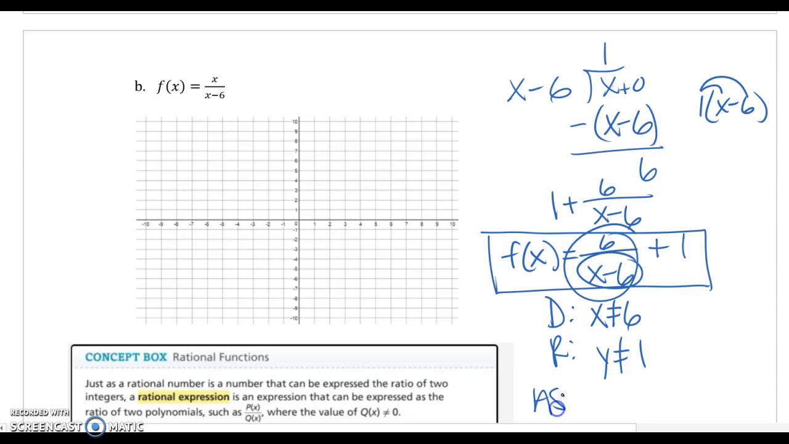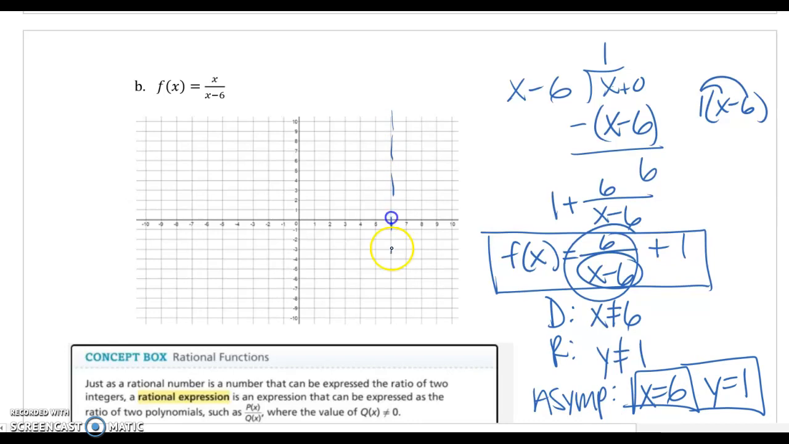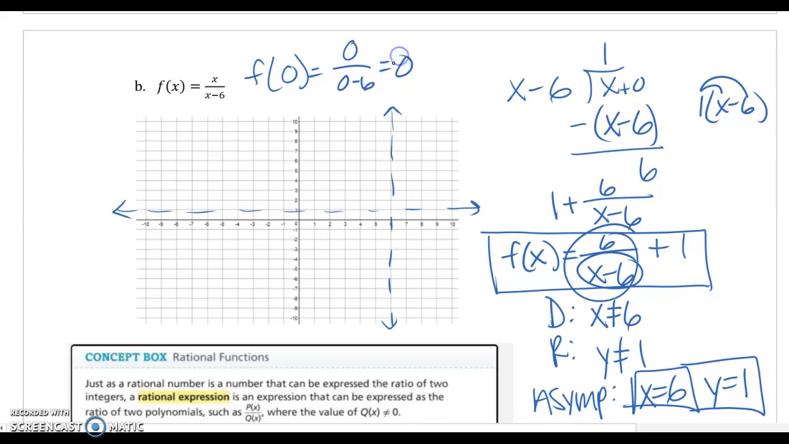So then our asymptotes: x equals 6, because x can't cross that, and y equals 1, y can't cross that. So x equals 6, y equals 1. We'll do our test point. 0 works again. F of 0 is going to be 0 over 0 minus 6, which is 0. You can use (0, 0) for a third time here. There's (0, 0). Continue past the asymptotes. So we have quadrants 1 and 3 again.